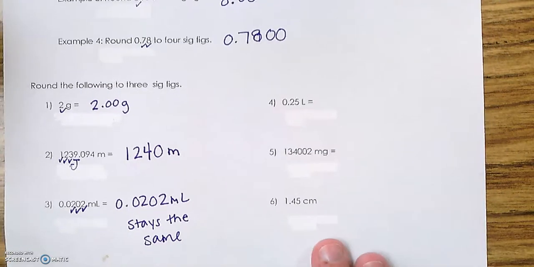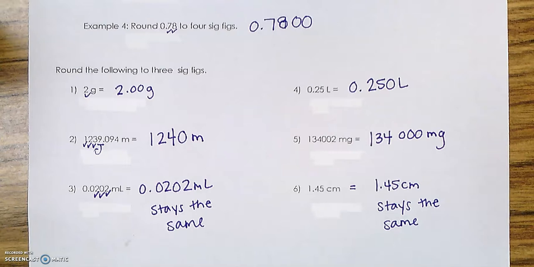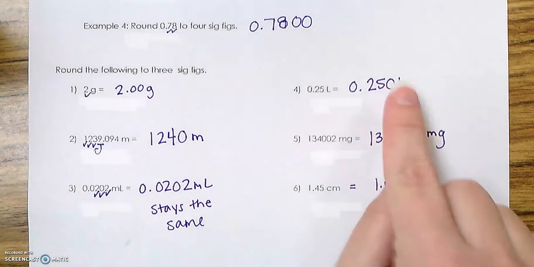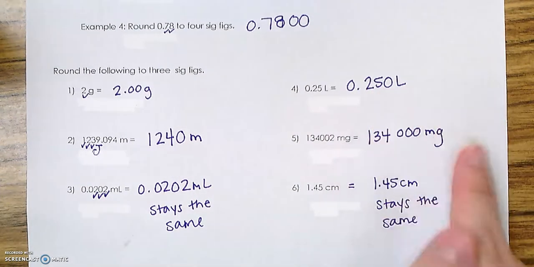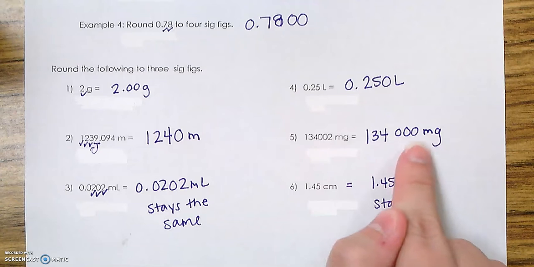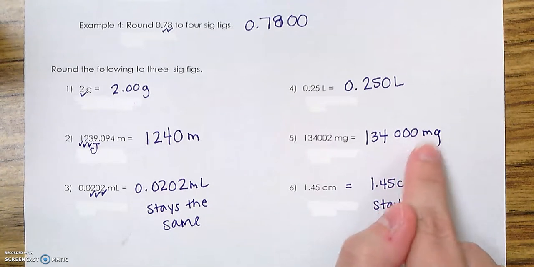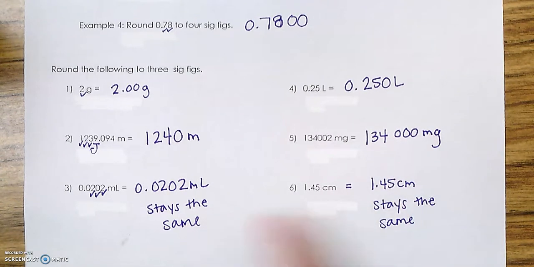Give these 3 a try. Pause the video, give those 3 a try, and then come back and check yourself. And there are your answers. Again, make sure here we added a 0. Here we had to round, and we do not put a decimal there. And then this one, much like this one, stayed the same.